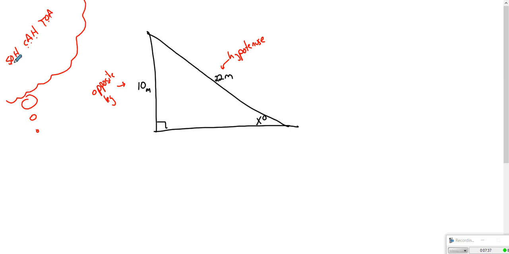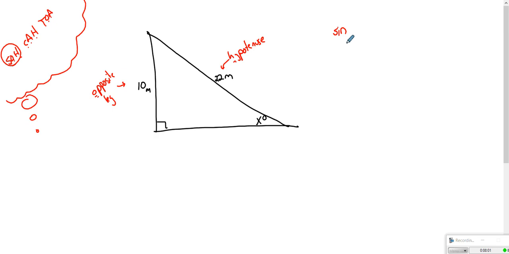What do we have? Opposite and hypotenuse. So it can't be cosine or tangent, because cosine has adjacent and hypotenuse, and tangent is opposite and adjacent. The only one that has opposite and hypotenuse is sine. So that means I'm going to write down, I'm going to abbreviate it, sine. Okay. So I know I'm using this trig function.